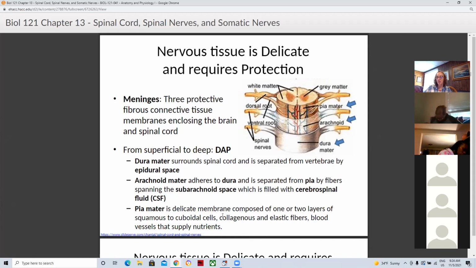These are layers of connective tissue, sheets of connective tissue that surround the brain and the spinal cord both. From superficial to deep, the mnemonic to remember is DAP. Dura mater is the most outer layer, and it is separated from the vertebrae by an epidural space.